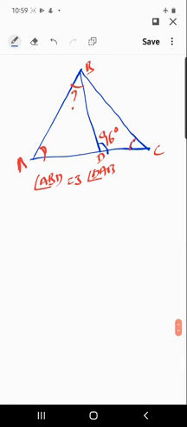Look at this problem. The triangle ABC and angle BDC is 96 degrees, given. And one more condition is given here: angle ABD is 3 times angle DAB. That means this angle is 3 times this angle, they said. So that is the condition given. By using this, how can we find this angle? This angle we are going to find.